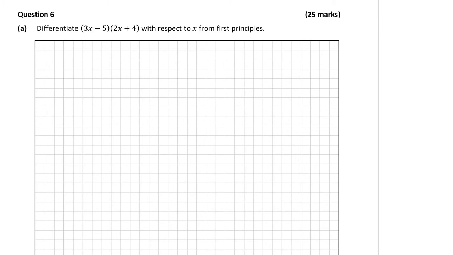Here I'm going to go through Leaving Cert Maths 2020, Paper 1, Question 6, which is a differentiation from first principles. And before we start, we just need to expand the brackets. So this is going to be equal to 6x squared plus 12x minus 10x minus 20. So our function then becomes 6x squared plus 2x minus 20.